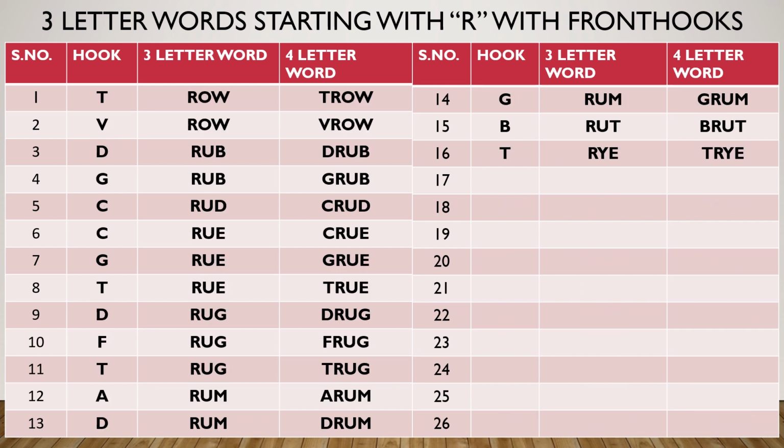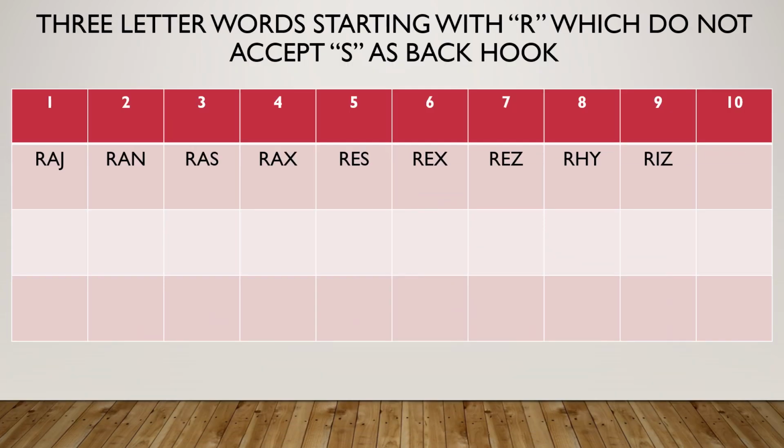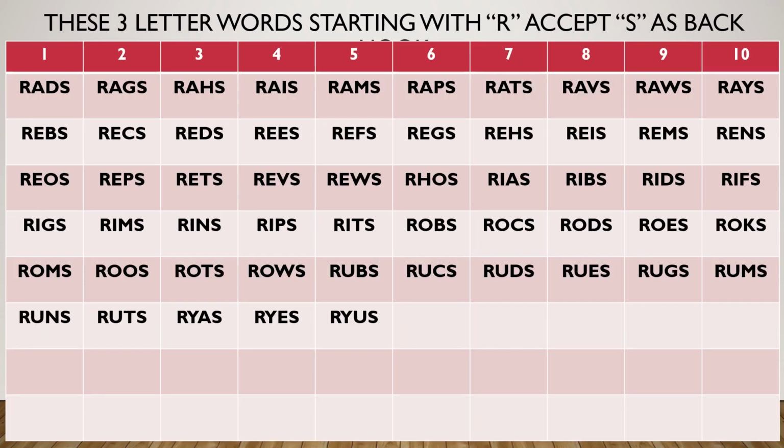This is the last slide of front hooks. ROW accepts T and V. On this slide, of course, TROW and VROW. And RUB accepts D, making DRUB, and with G it's GRUB. The last one, RYE, accepts T as a front hook, making TRYE. So these are the 9 words which do not accept S as a back hook, and these are the remaining 55 words which start with R.